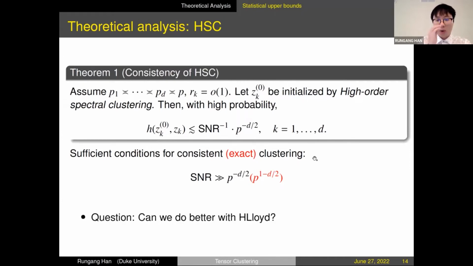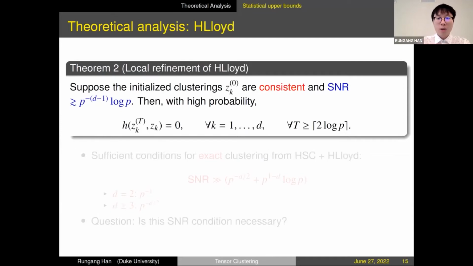So the question is, can we do better if we further apply the high-order Lloyd refinement? And the answer is positive. Here comes the local refinement of high-order Lloyd. We assume we feed this algorithm some initial clustering which is consistent, and we have this signal-to-noise ratio. Then with high probability the clustering result will be exact, as long as we have sufficient iterations, which is of order logarithm of dimension p.